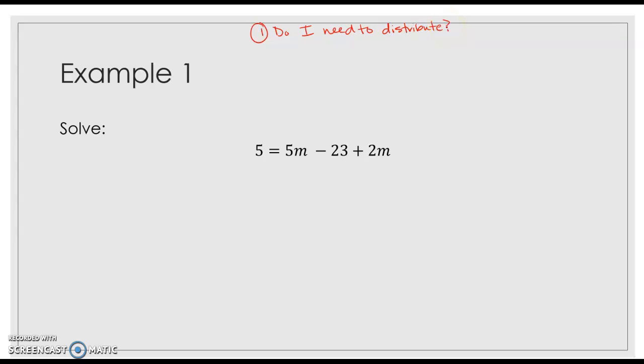If the answer is yes, then you're going to go ahead and distribute and then move to the next question. If the answer is no, then you just move to the next question. There's technically going to be 3 of these questions. We'll get to the third one in the next video or in the next lesson. But question 2 is, are there same side like terms?